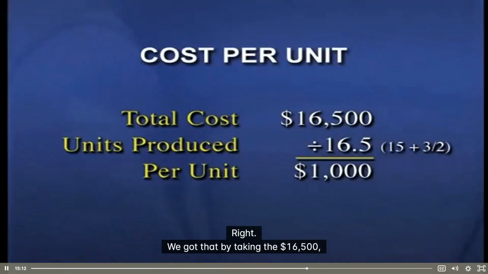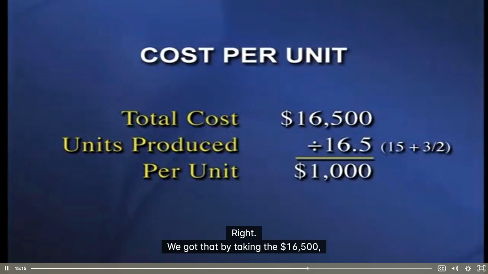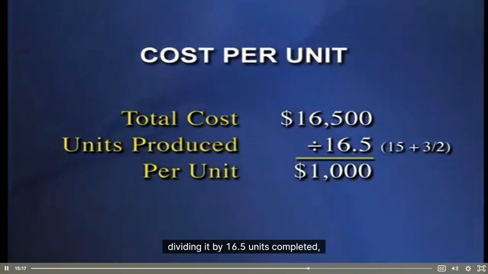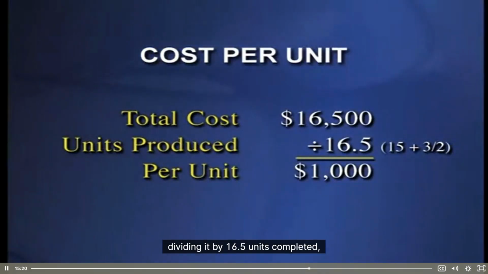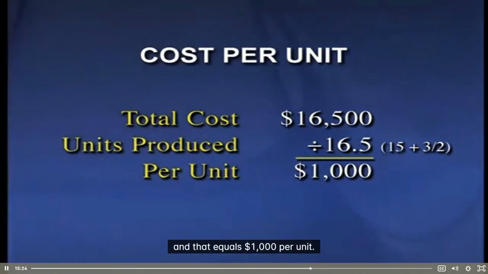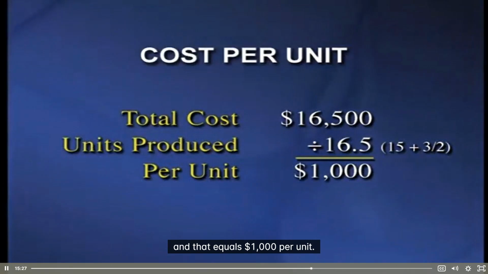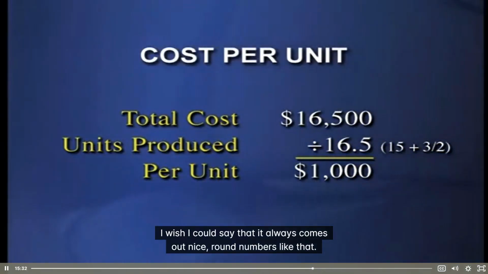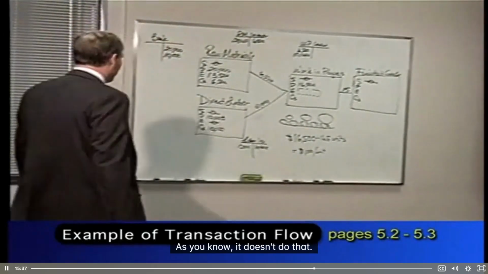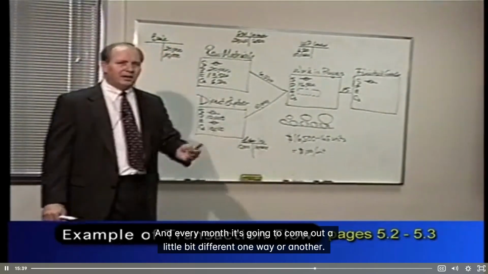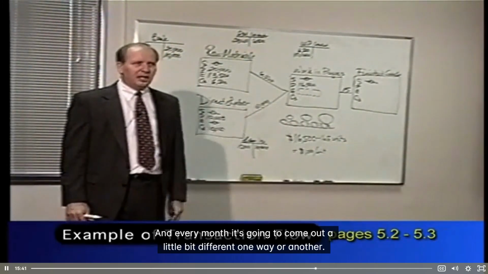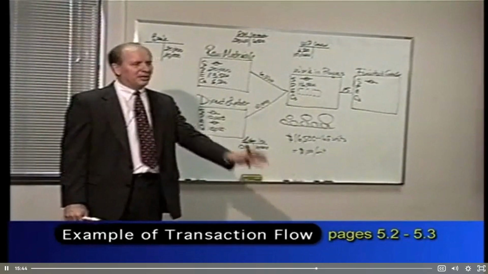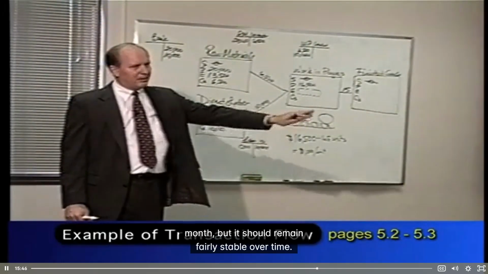Right. We got that by taking the $16,500, dividing it by 16.5 units completed, and that equals $1,000 per unit. I wish I could say that it always comes out nice round numbers like that. As you know, it doesn't do that, and every month it's going to come out a little bit different, one way or another. It may be up one month and down another month, but it should remain fairly stable over time.